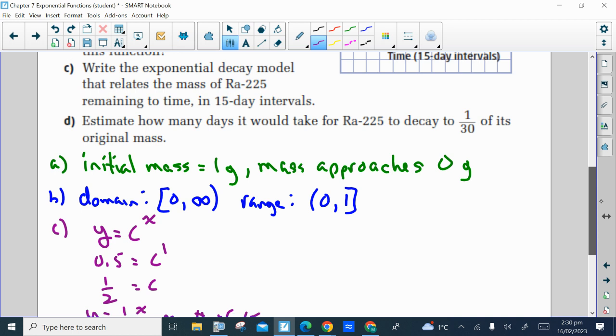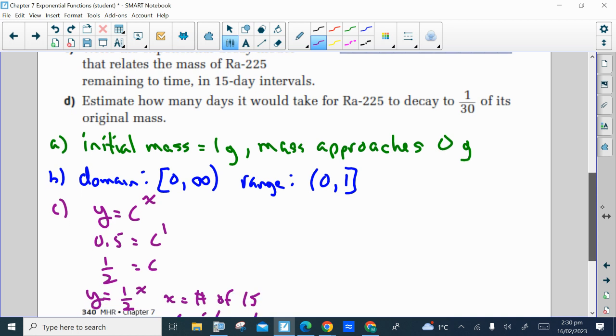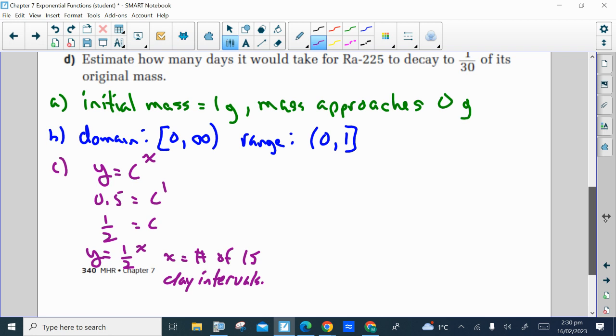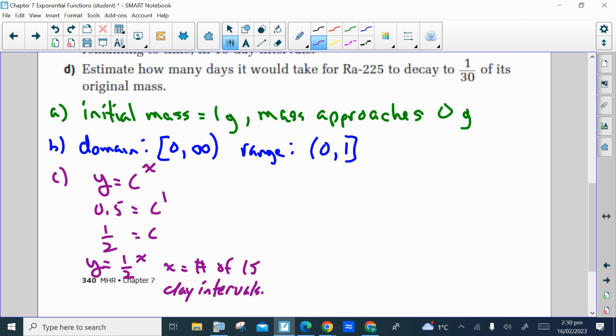Estimate how long it would take for the radium-225 to decay to 1/30th of its original mass. So let's look at the equation that we found out here. We have your equation, y equals 1/2 to the power x. What we want to know is how many 15-day intervals it would take so that you had 1/30th of what you started with.